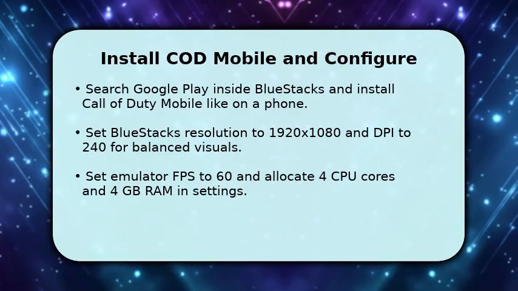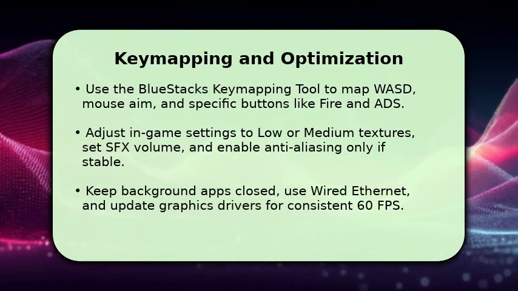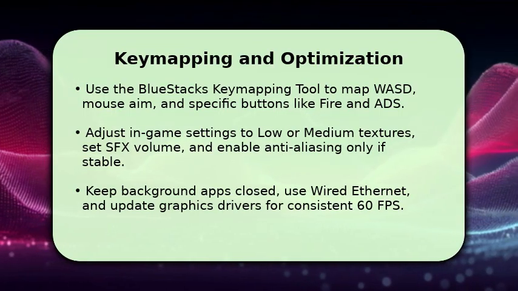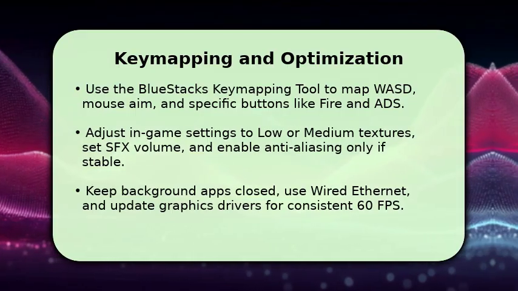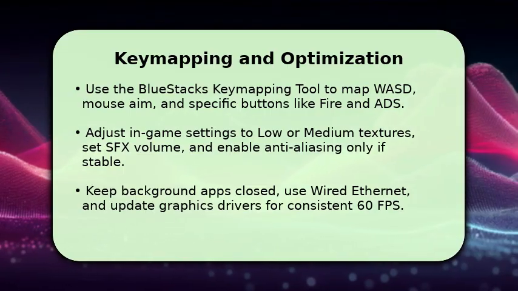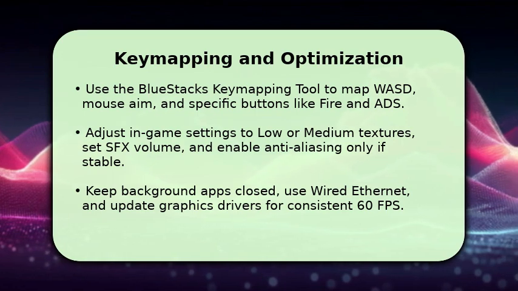Launch Call of Duty Mobile and open the Bluestacks key mapping tool to create a control scheme. Map WASD for movement, mouse for look and fire, space for jump, C for crouch, and keys for equipment. Fine-tune sensitivity. Start with a medium mouse sensitivity and adjust ADS separately in-game to avoid overaiming. Enable gyro only if you prefer motion control.